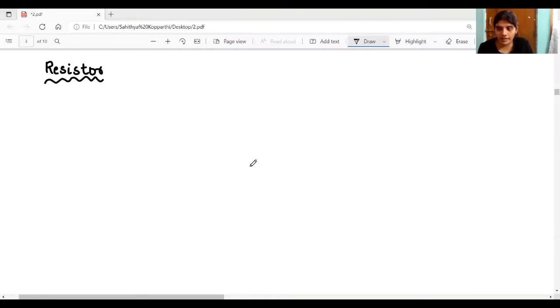Hello everyone. Today we are going to discuss resistor. Resistor is one of the basic elements in a network. Network is nothing but the interconnection of all the electrical elements. So this is one of the elements. The property exhibited by a resistor is called resistance. Resistance opposes the flow of current.